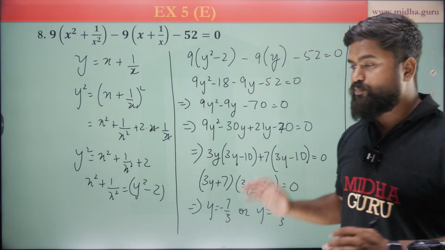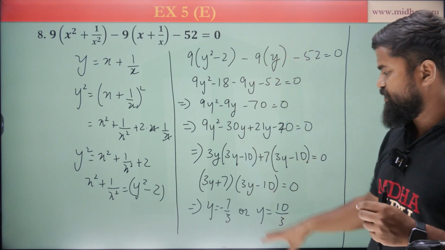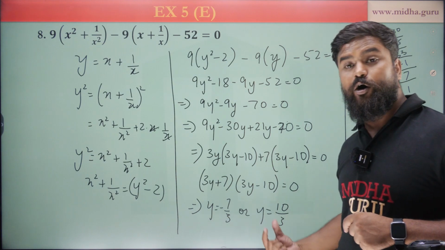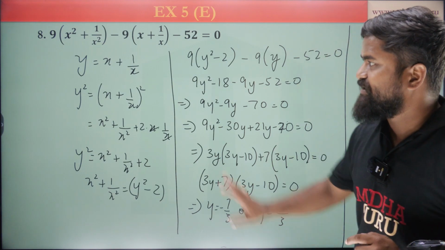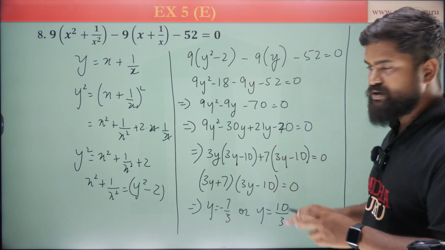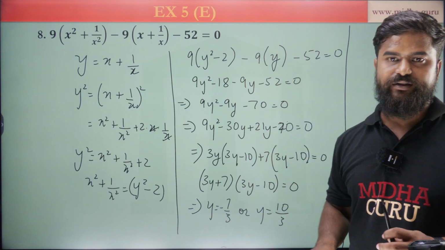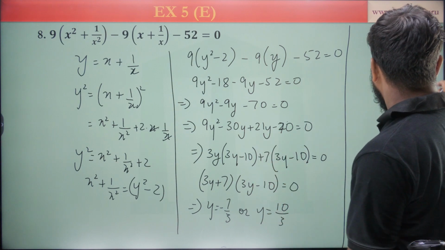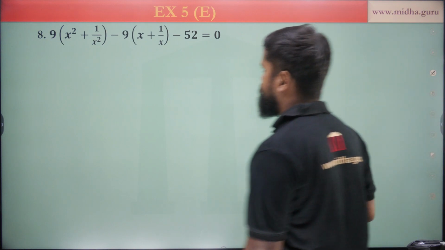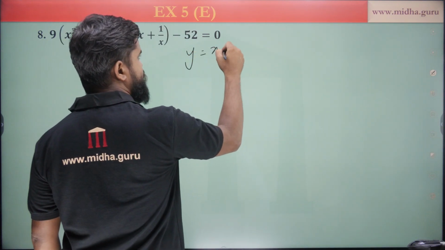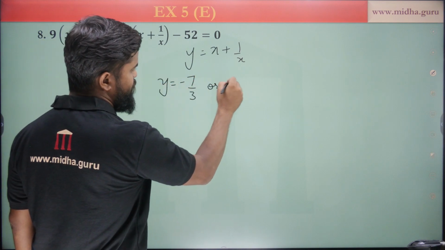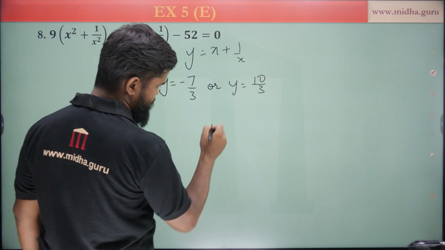Now here I am going to erase the board. So before that, you can pause the video and write down everything we have here. Just remember that y is either equal to minus 7 by 3 or y is equal to 10 by 3, and the fact that we took y as x plus 1 by x. We are short on space here, so I'll just rub the board. So you can pause the video here and copy down everything. Now we know y was x plus 1 by x, and we got the values of y as minus 7 by 3 or 10 by 3.